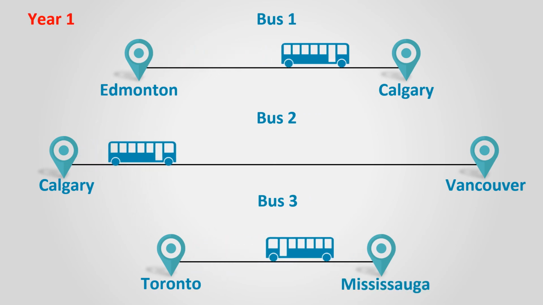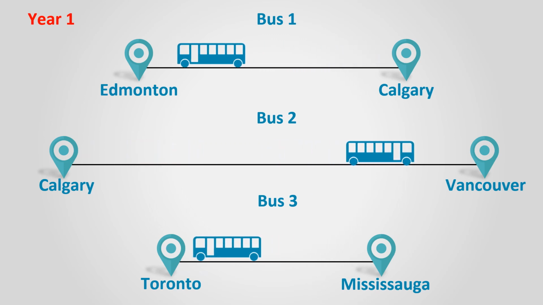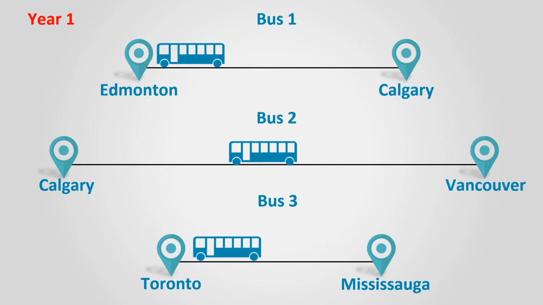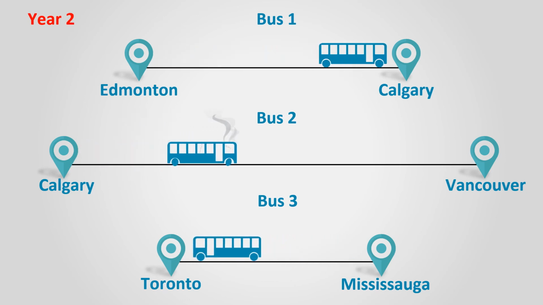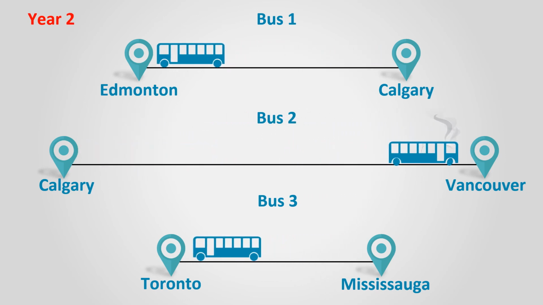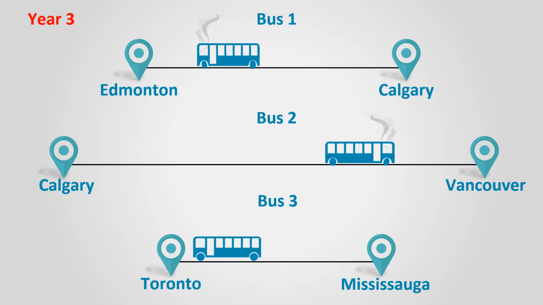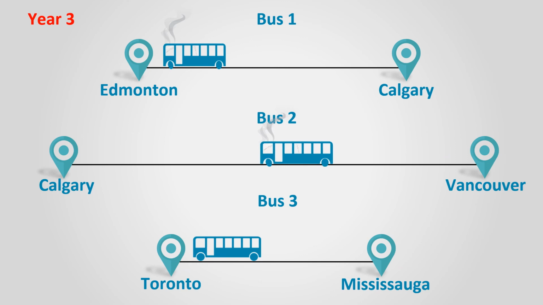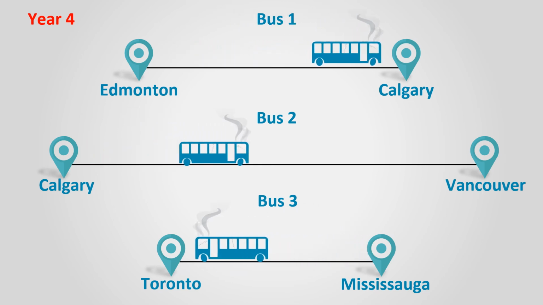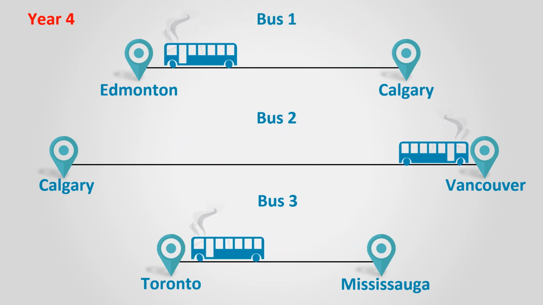In year 1, the buses started traveling between the cities. As you notice, the distance that each bus travels varies significantly. In year 2, the Calgary-Vancouver bus starts deteriorating. In the third year, the Edmonton-Calgary bus started deteriorating as well, while the Calgary-Vancouver bus becomes even more deteriorated. In year 4, the Toronto-Mississauga bus starts to deteriorate.